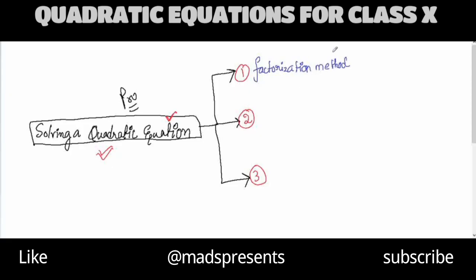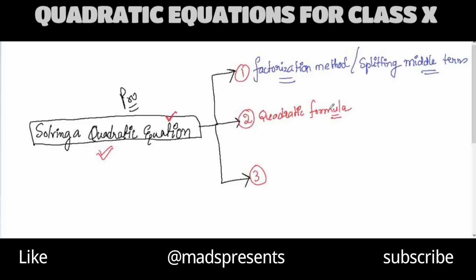Don't get confused. The factorization method is nothing but splitting the middle term. People who know tables and factors can solve a quadratic equation very simply using the factorization method. And the second method is the ready-made, instant method. No need to put in your efforts here, no need to use your brain. Just memorize the formula. So the second method is the quadratic formula.